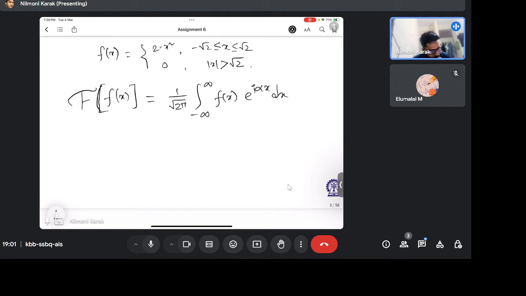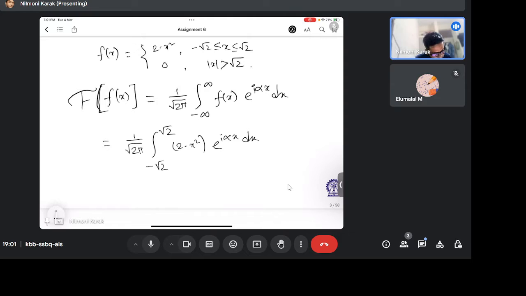This is already from the lectures. Now see, f(x) takes 0 when mod x is greater than root 2, that is, from root 2 to infinity and minus infinity to minus root 2. So f is 0, and basically we have the integral from minus root 2 to root 2 of 2 minus x square e to the power i alpha x dx.